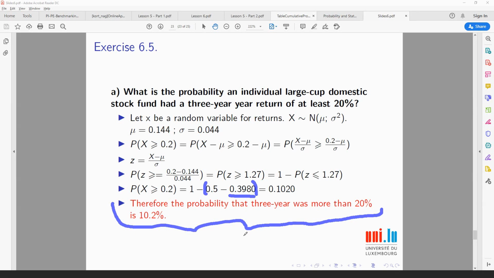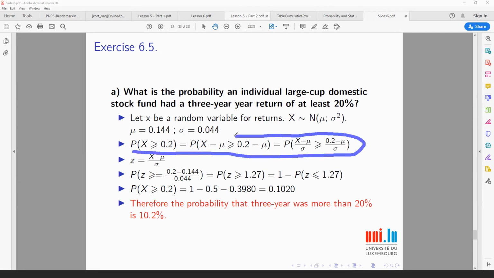Guys, I hope you understood how we did the standardization. It's a very important line for you to understand how we first standardize our random variable, and only after that we go search for the probability. So this is the first step in your solution. Okay, since there are no questions, we can move forward.